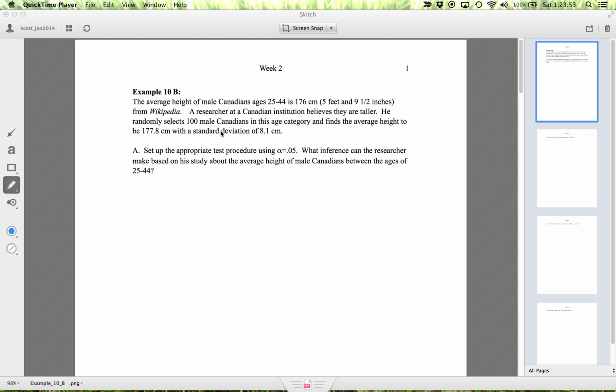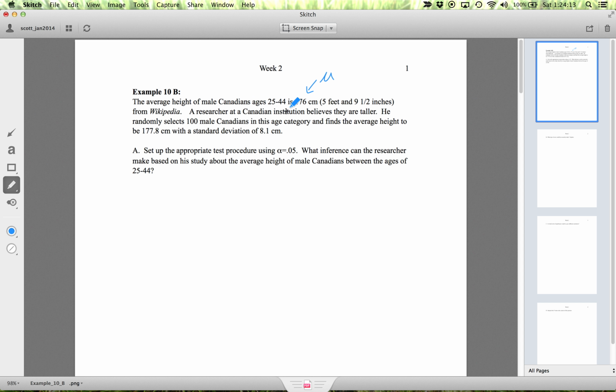Okay, example 10b. Let's go through this. The average height of male Canadians between the age of 25 and 44 is 176 centimeters. Okay, so this is a population parameter. This is information about the population, making it a parameter.